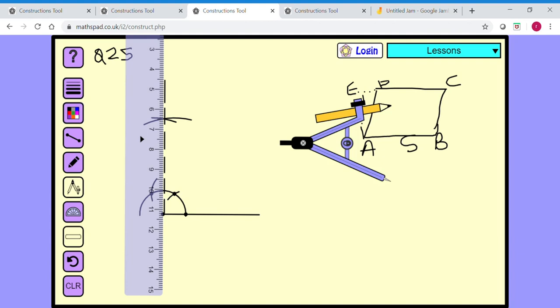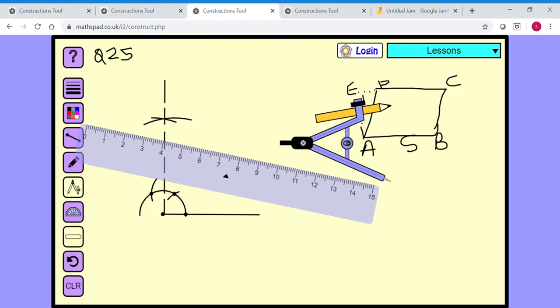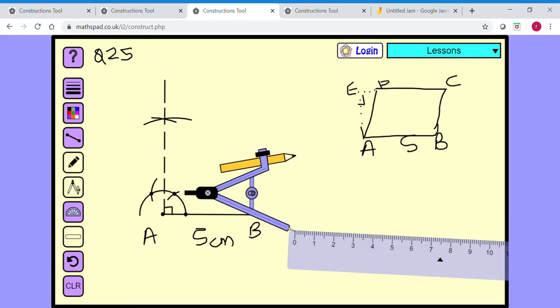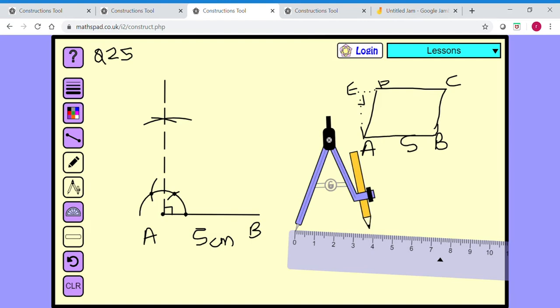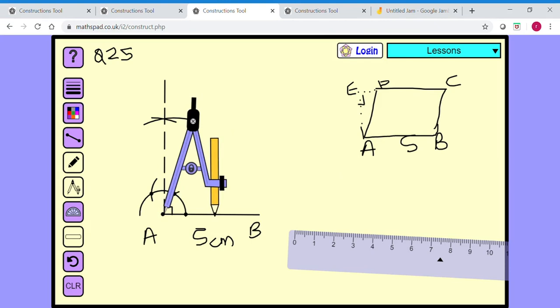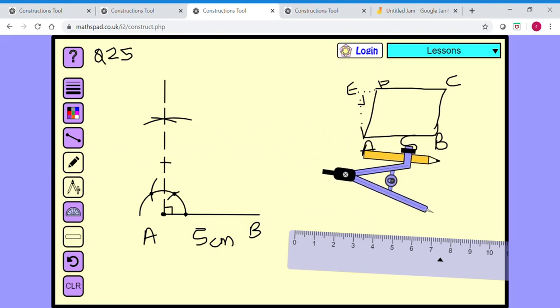Done. After I've joined using dotted line, now I need to draw a line parallel to AB. So let me just mark this. This is AB. This is 5 centimeter. This is 90-degree. I need to mark 2.6. So let me just measure 2.6 because that's my height. This is 2.6. I keep it at A, and this will help me find the height. So I cut it here. This gives me the point E, which is at a distance of 2.6 centimeter.